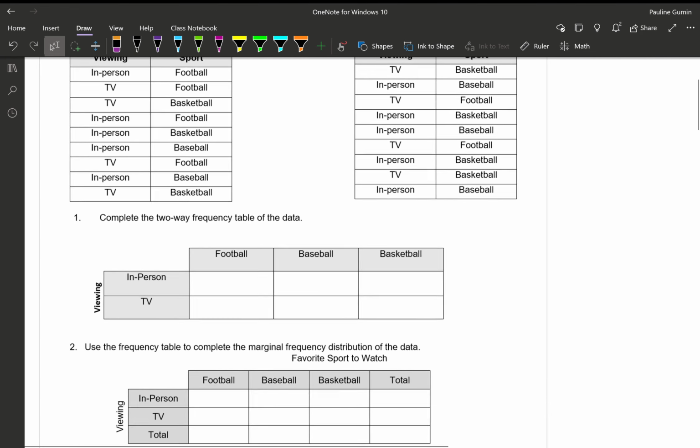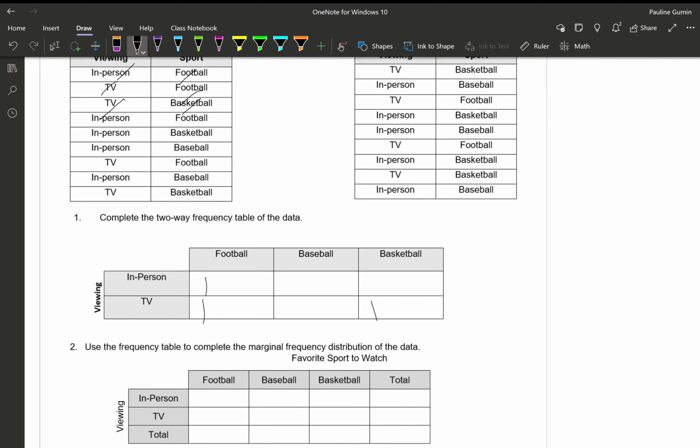First thing we've got to do is complete a two-way frequency table. Now, what we're going to do here is just do some tally marks. I'm not going to go through and make those tally marks one at a time, but I'll give you a little example, and then I'll fill in the table. For the first few, we have in-person football. I go to where in-person and football meet, and I make a tally. Next, I have TV football. So I go where TV and football meet, make a tally mark. And then TV basketball, TV basketball.